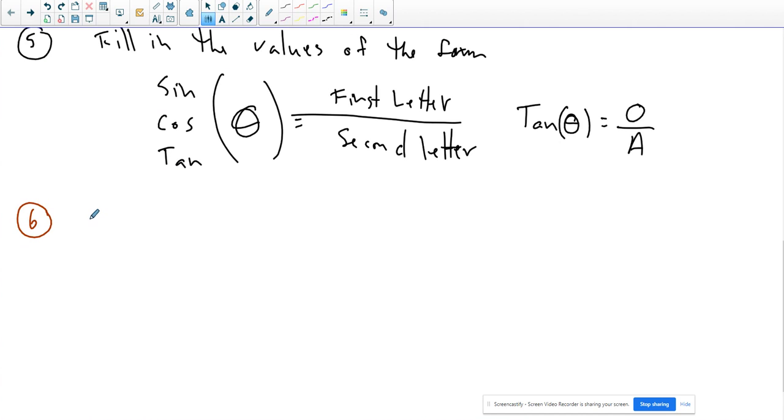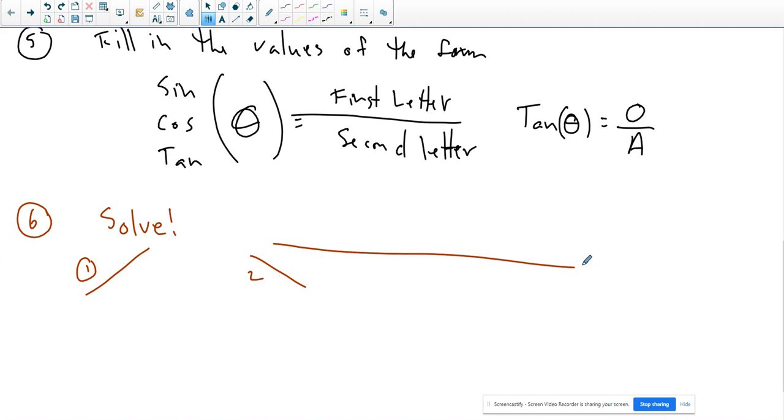So then in step 6, what we're going to do is we are going to solve. Now, there are 3 different cases that we can end up solving for. So I'm going to separate these into cases. So case 1, case 2, and then way over here, we're going to have case 3.